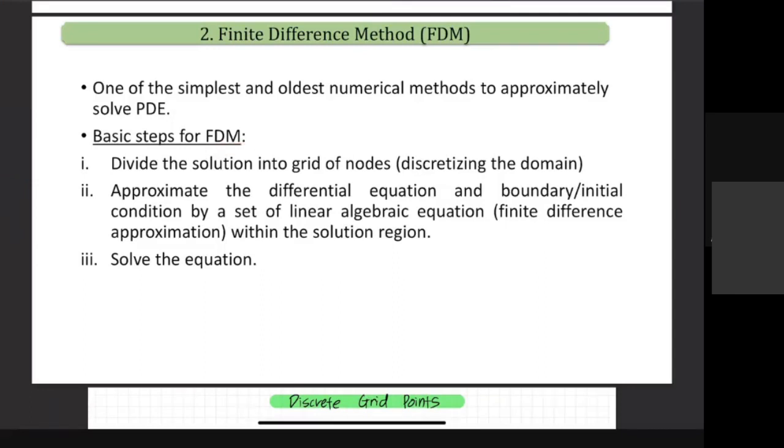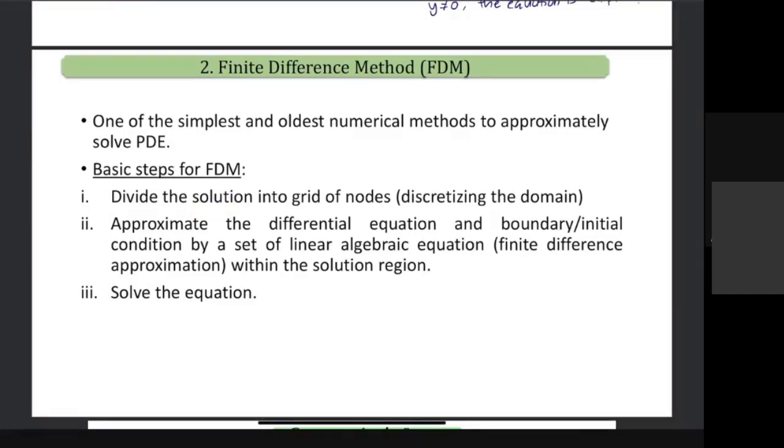Basically, we divide the solution into a grid of nodes. We are discretizing the domain. The solution here, we transform into a grid of nodes. And then the second step, we approximate the differential equation and the boundary condition by a set of linear algebraic equations or finite difference approximation within the solution region. Later I will show you. And then solve the equation.